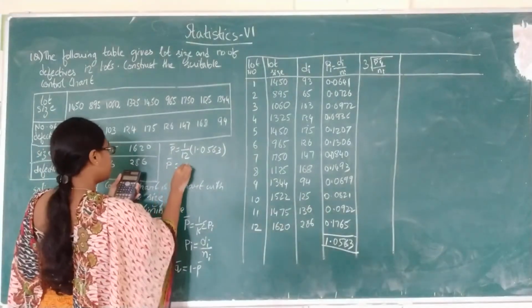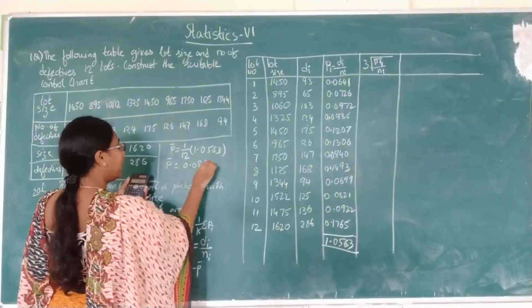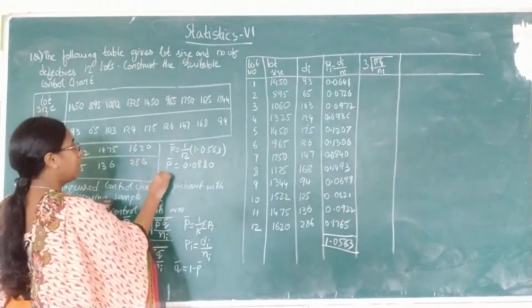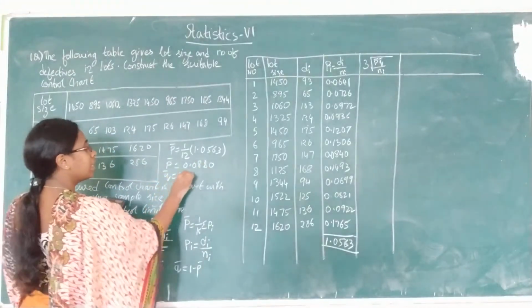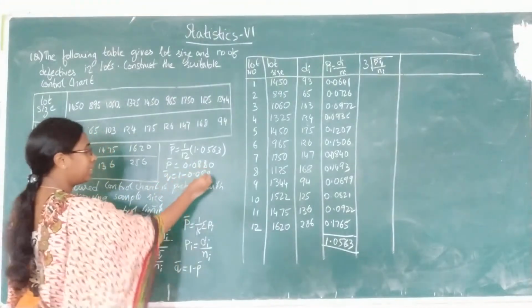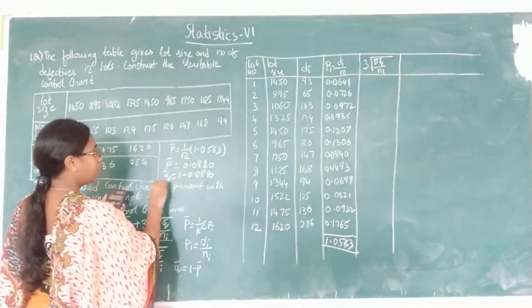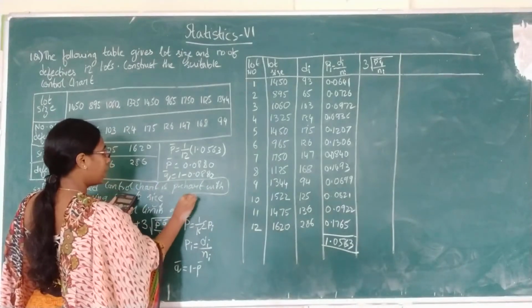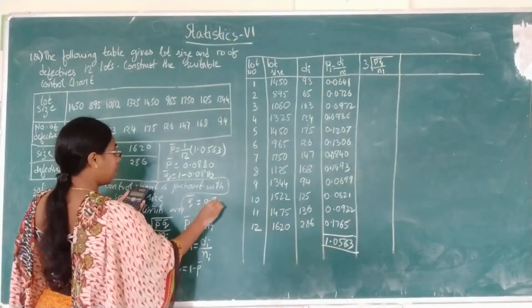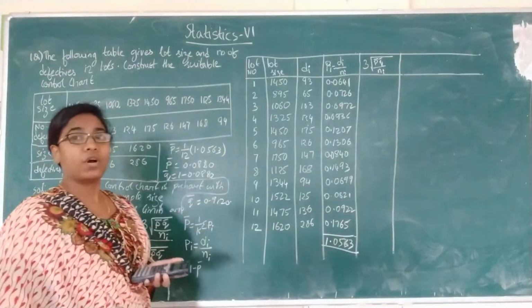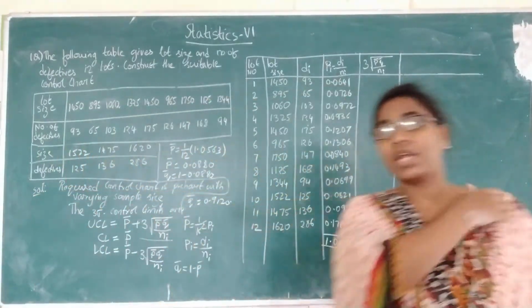So P bar equals 0.0880. What is Q bar? Q bar equals 1 minus 0.0880. So 1 minus that one, you will get Q bar equals 0.9120. Now we got the P bar and Q bar values.